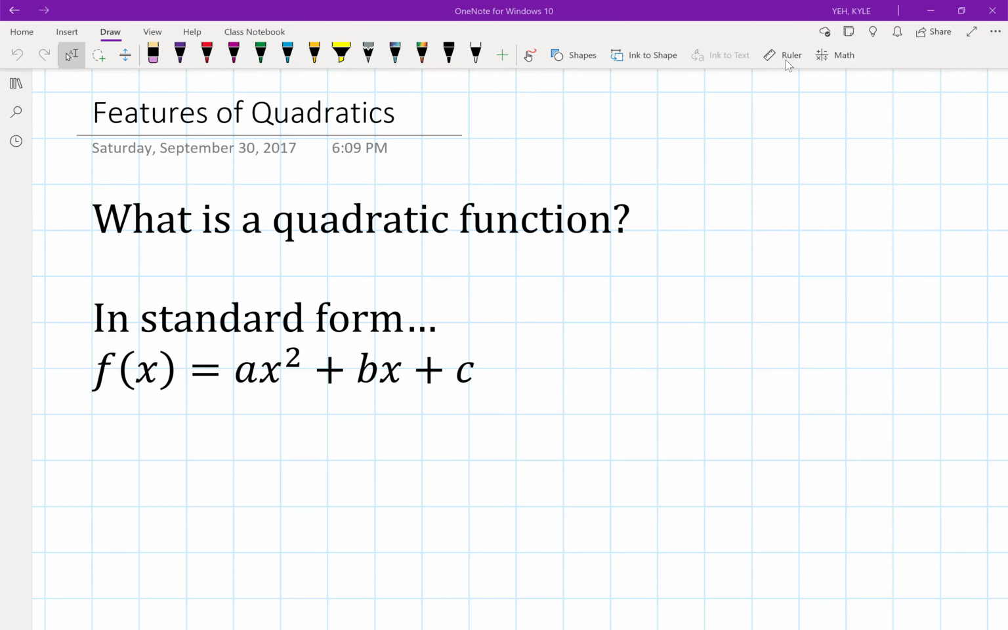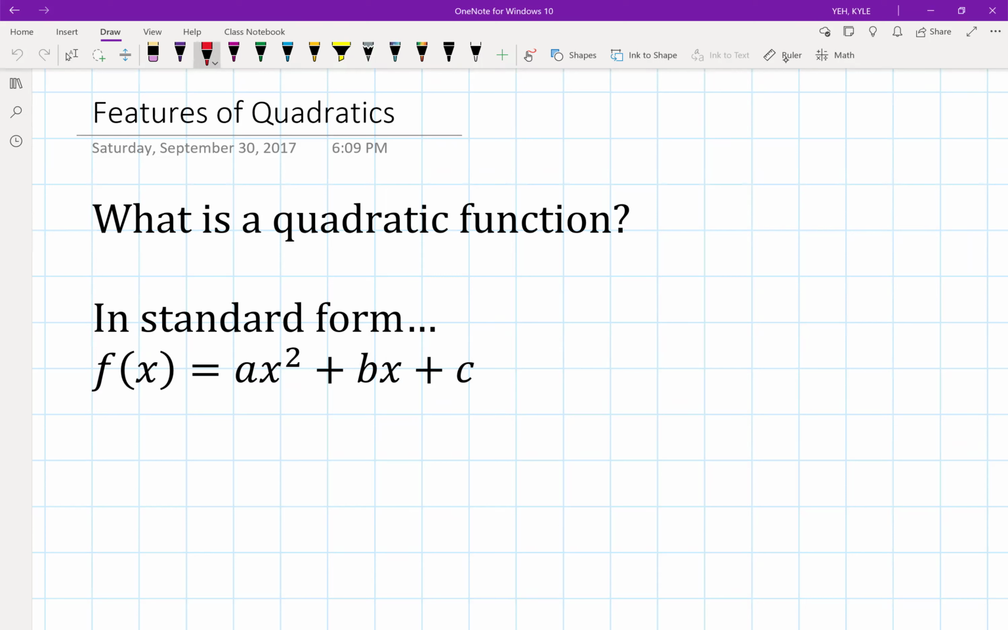Hi, algebra classes. This is Mr. Ye, and I wanted to make a quick video with you about quadratic functions and specifically the main features of graphs of quadratic functions. I know we've seen quadratics and parabolas a little bit, but I wanted to really formalize a few concepts. First one that we need to discuss is what is a quadratic function?